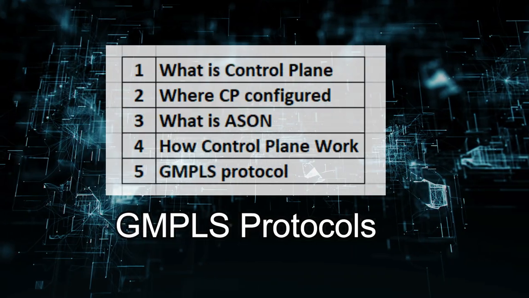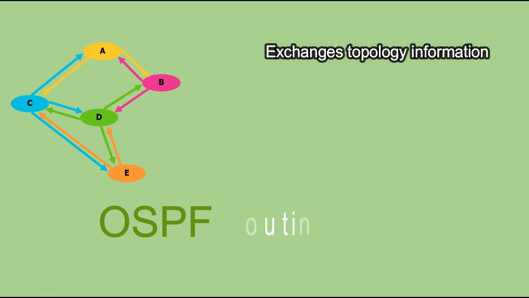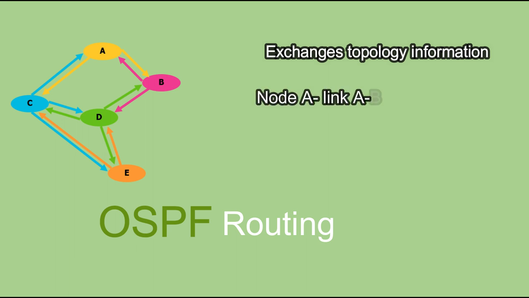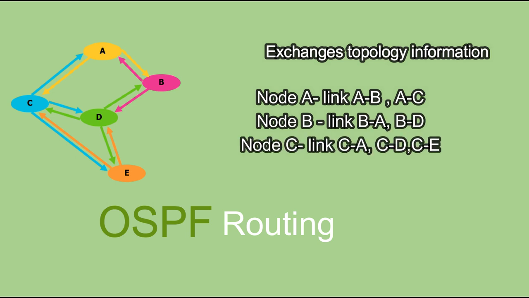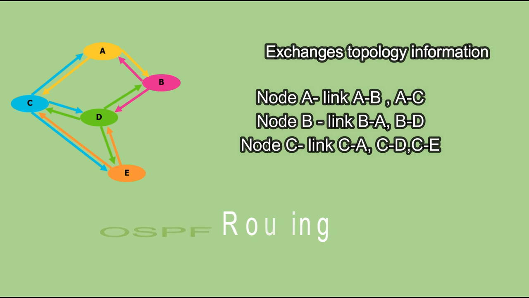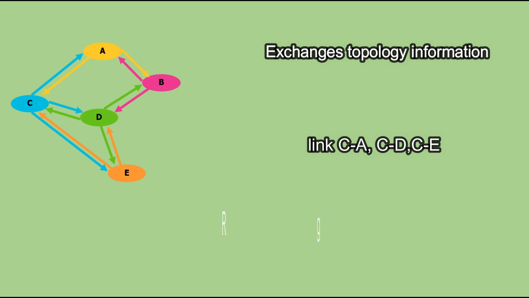What are the GMPLS protocols? OSPF, that is Open Shortest Path First. It's used for routing purposes to exchange the topology information between nodes. Like in this diagram, node A has links between A to B and A to C. Similarly, node B has and node C has. All these nodes store the information in a database and share it with each other to calculate the shortest path, so that control plane can find the shortest path.